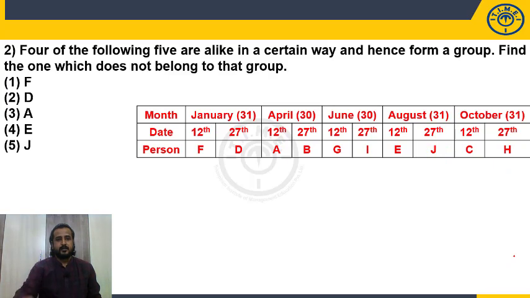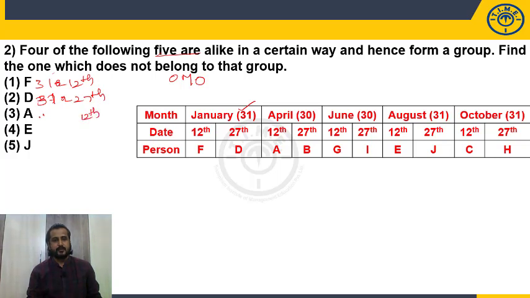Next. 4 of the following 5 are alike in a certain way and hence form a group. Find the one which does not belong to that group. So which is nothing but odd man out. So let's do the odd man out. F 31 days, or 12th. I may go with the date or I may go with the month. D 27th. 31 days or 27th. No. A 12th. And in the month which having 30 days.